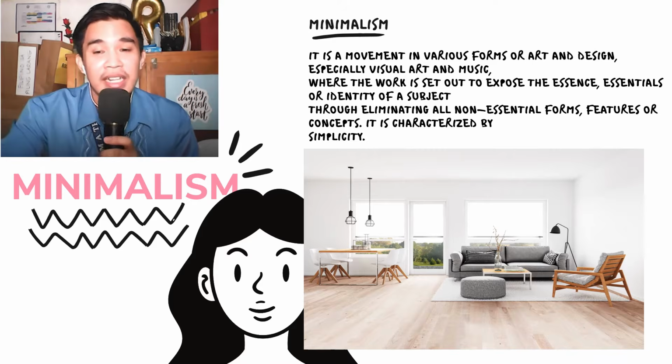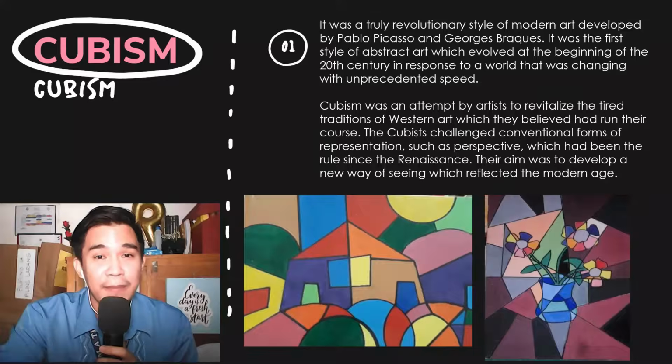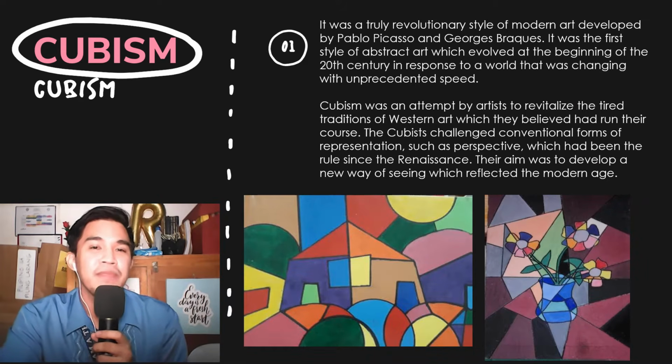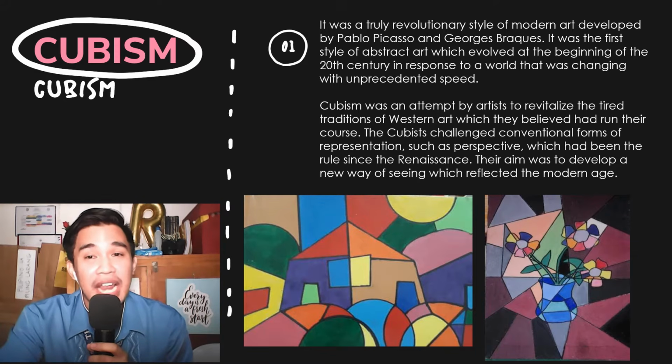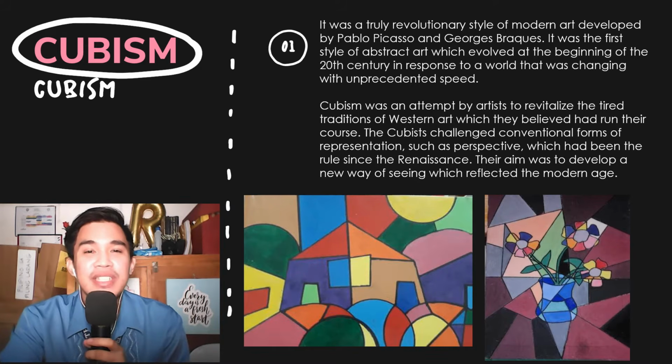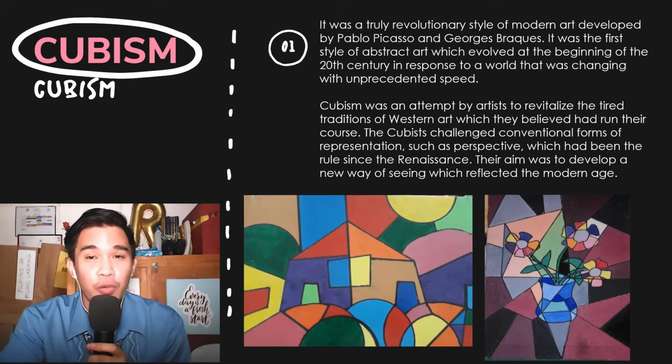Let's proceed to the next type, which is Cubism. Cubism was a truly revolutionary style of modern art developed by Pablo Picasso and Georges Braque. It was the first style of abstract art, which evolved at the beginning of the 20th century in response to a world that was changing with unprecedented speed.